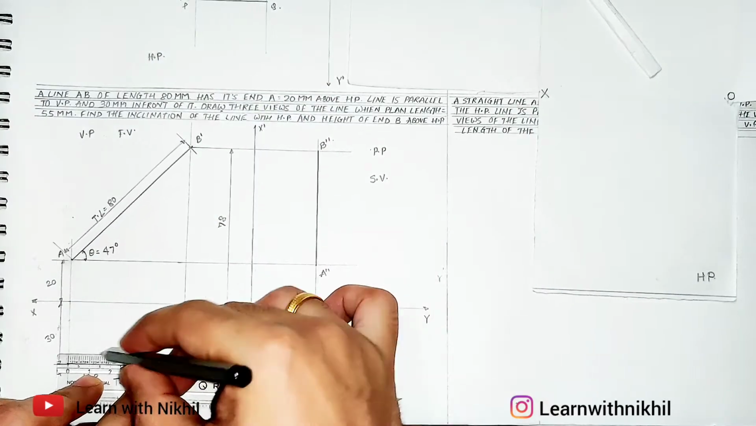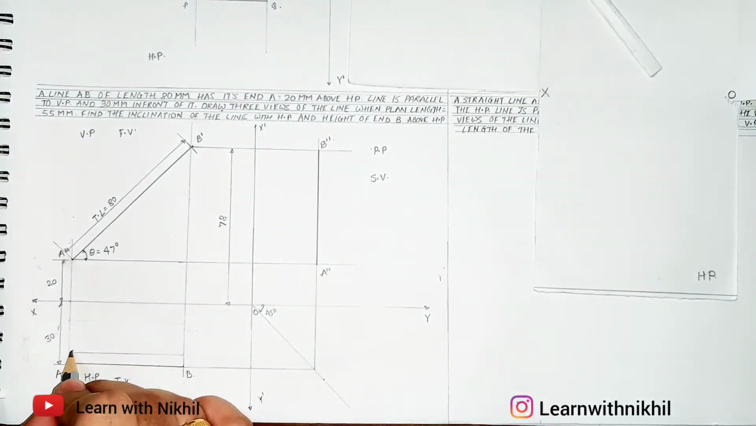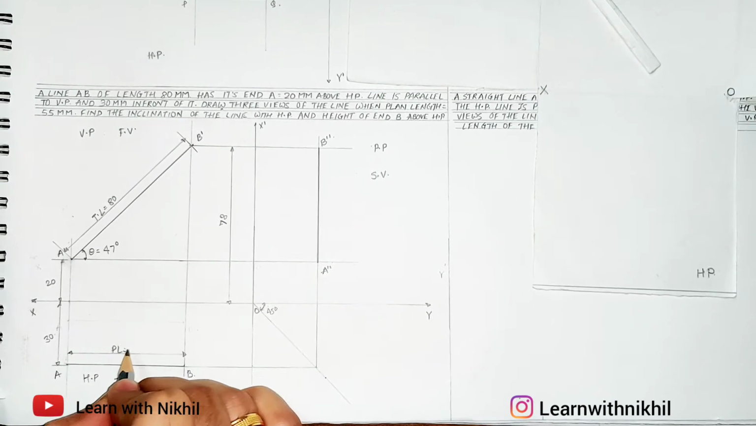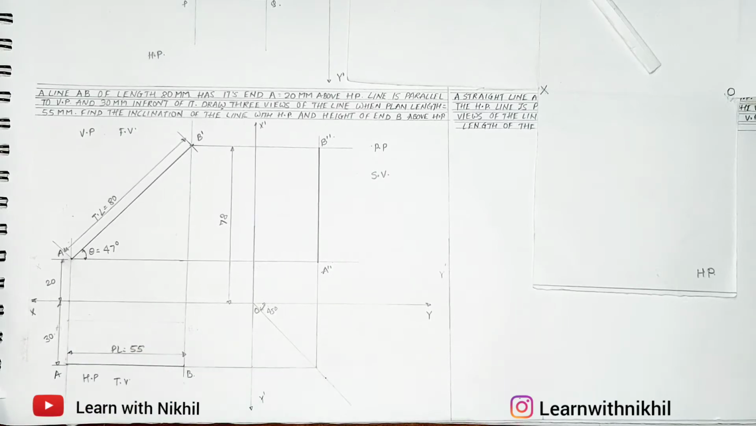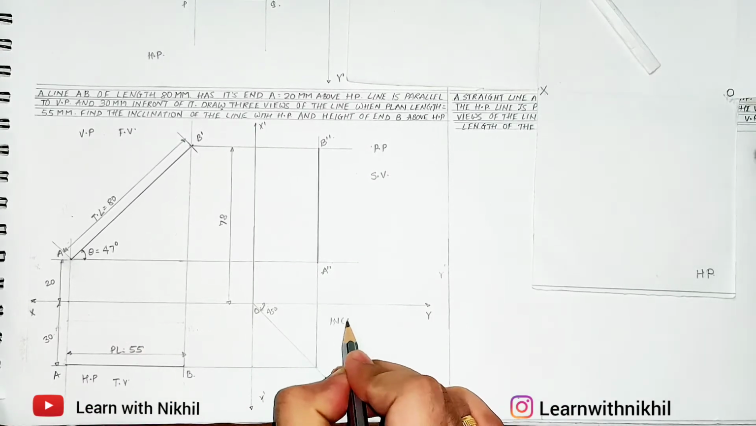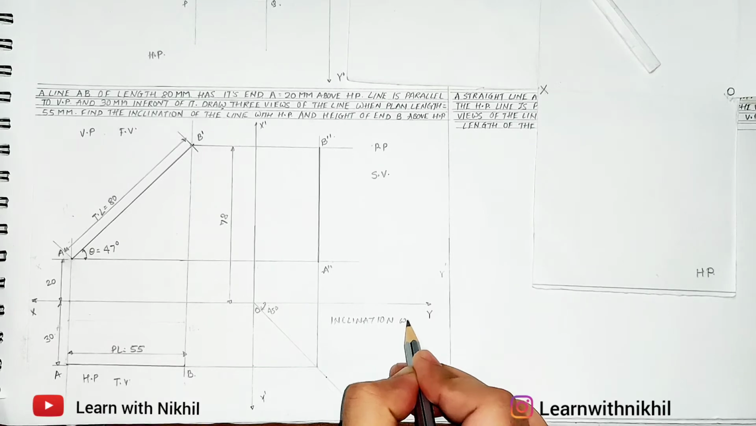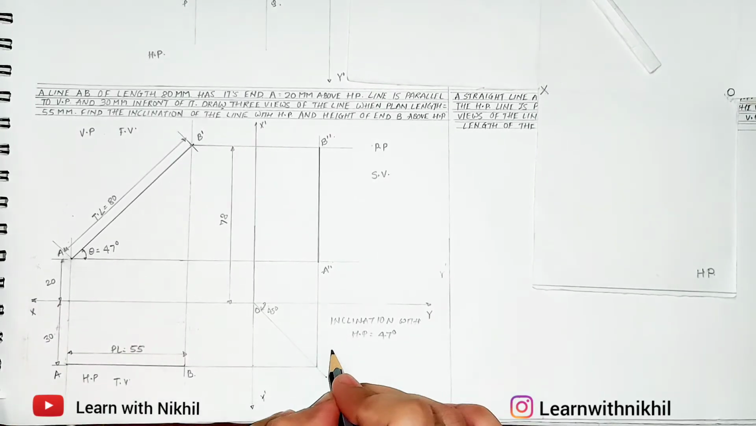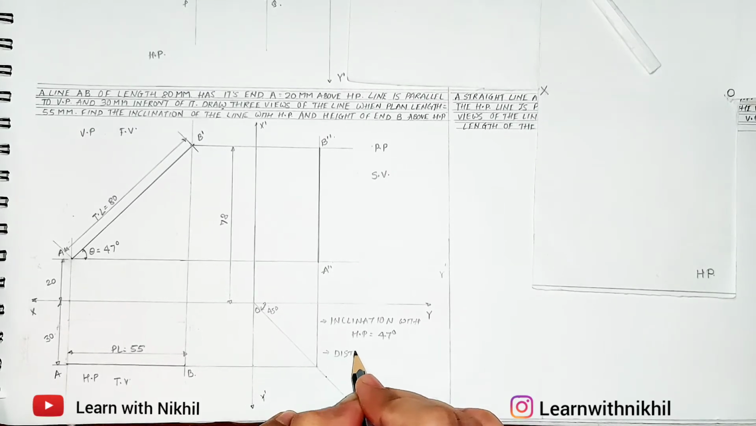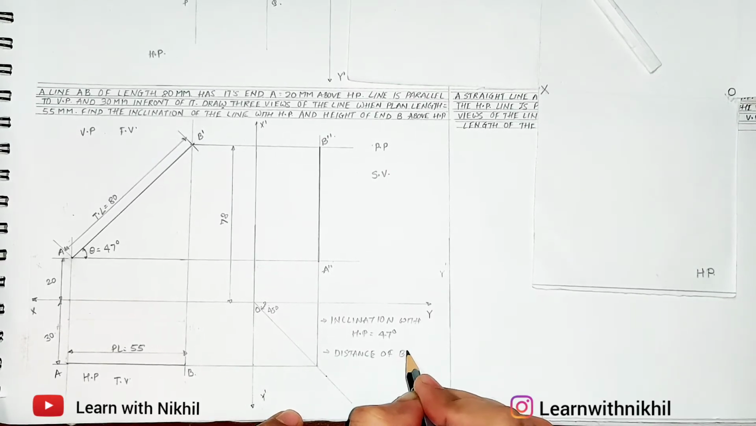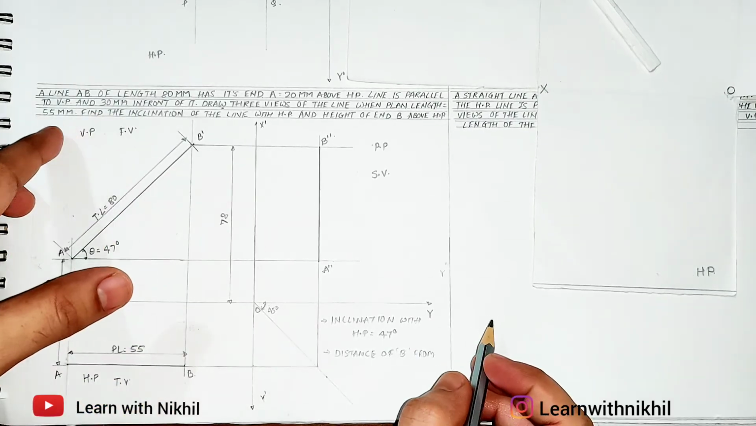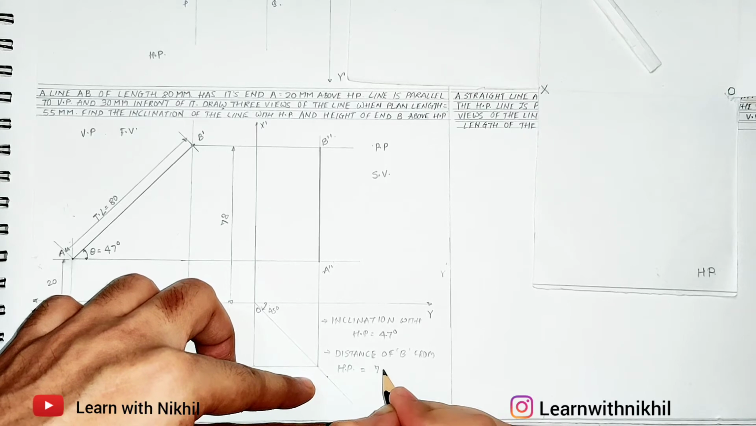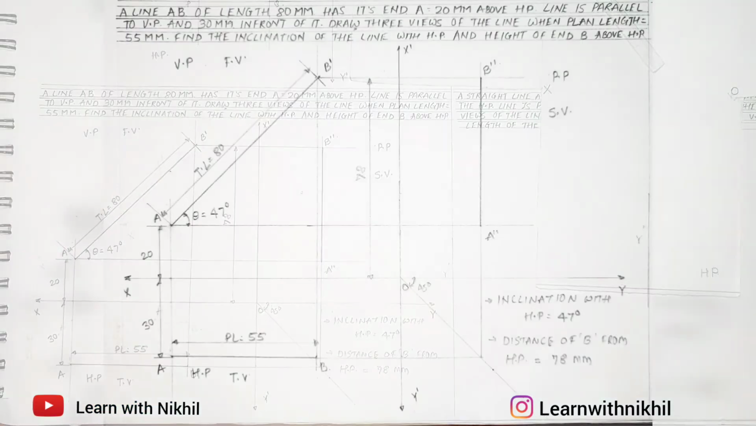And this is the plan length which is given in the question, that is 55. Now the two questions which have been asked, you have to just write down here. Inclination with HP we have found out, that is 47 degrees, and the height of end B above HP is 78 millimeter. So we are done with the sum.